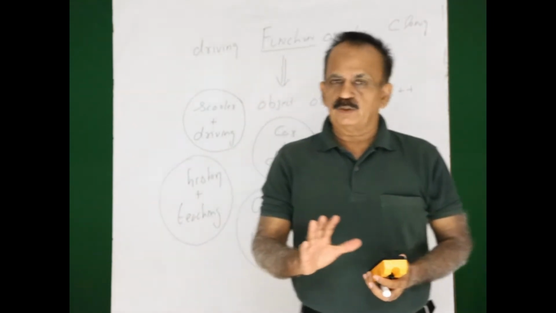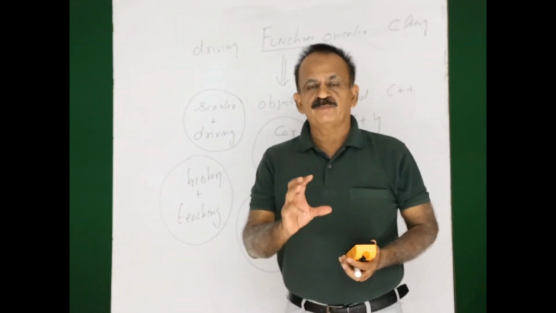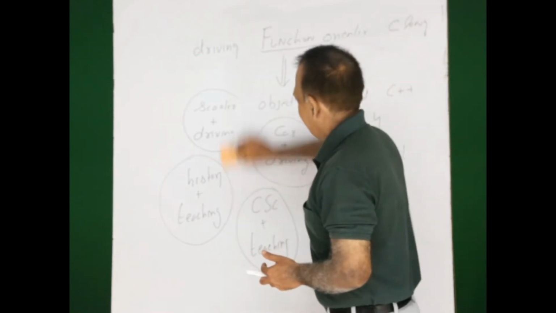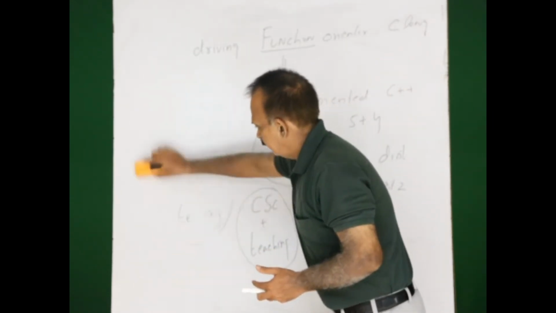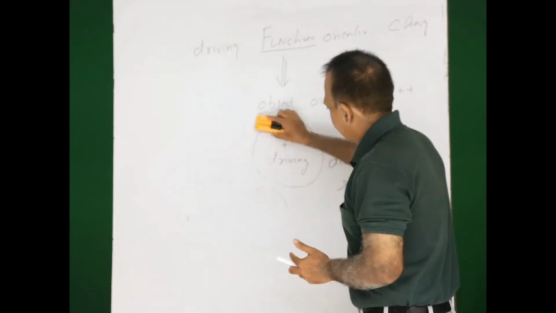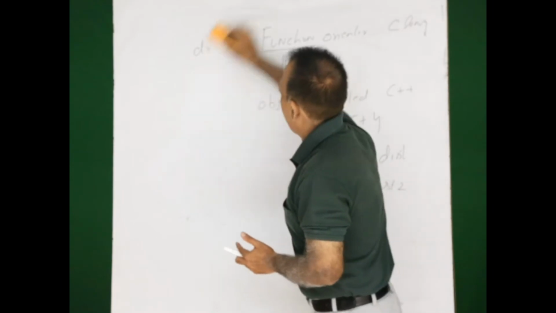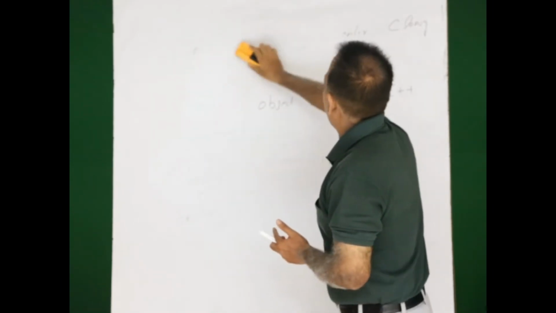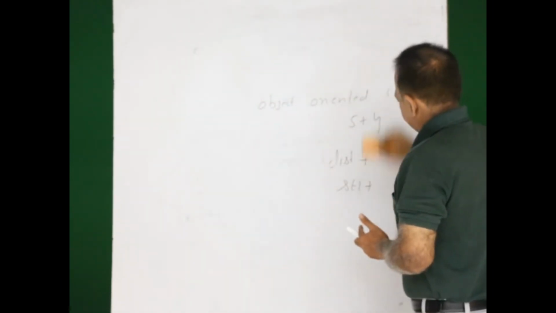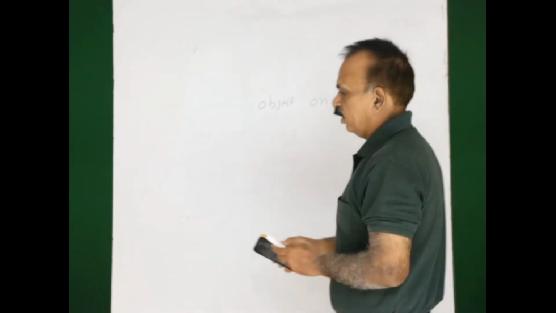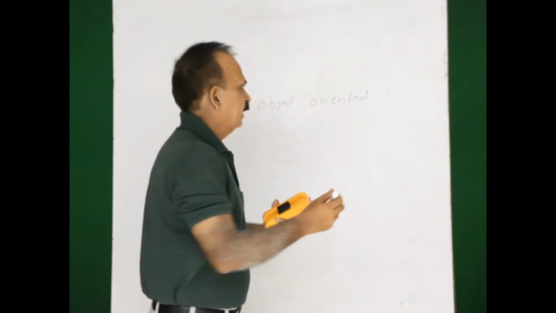With this discussion, it is very clear that the most important thing in C++ language is object, and the object is a combination of the data items and the operations performed on those data items. Now I will come basically to the features of object-oriented language.